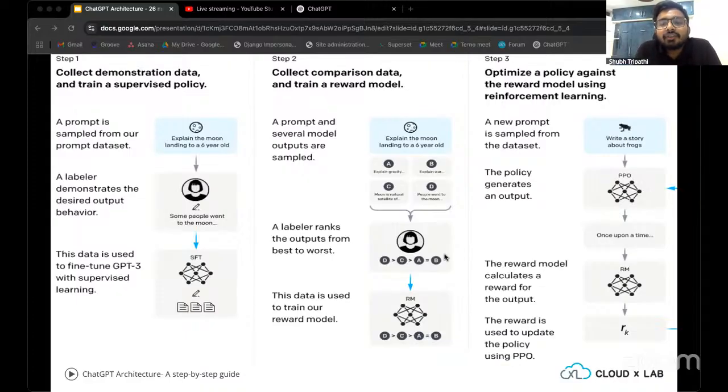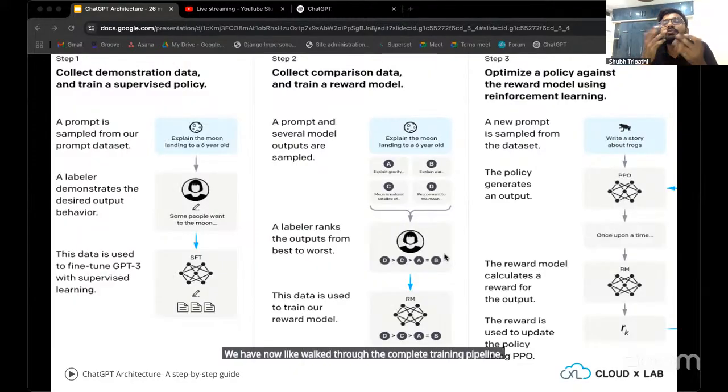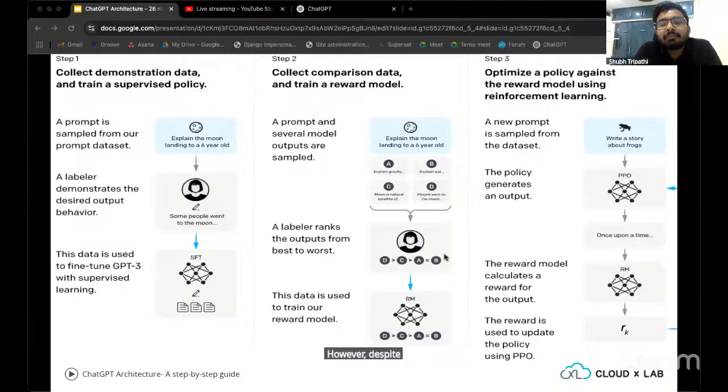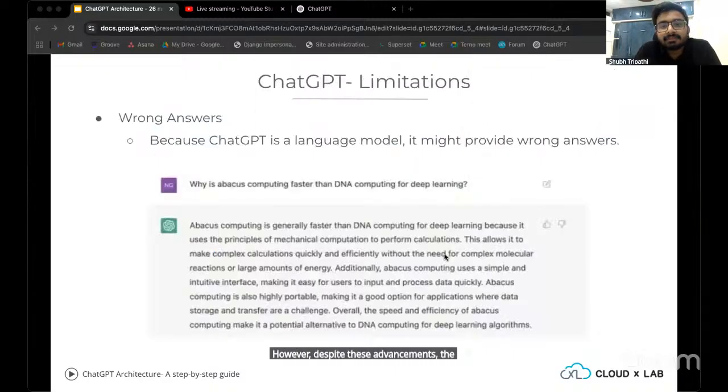We have now walked through the complete training pipeline. So this is how ChatGPT is trained. We started from supervised fine tuning to reward model training, and finally reinforcement learning with human feedback. This combination of techniques allows the model to generate responses that are not just fluent but also aligned with human preferences. However, despite these advancements, the model still has limitations.